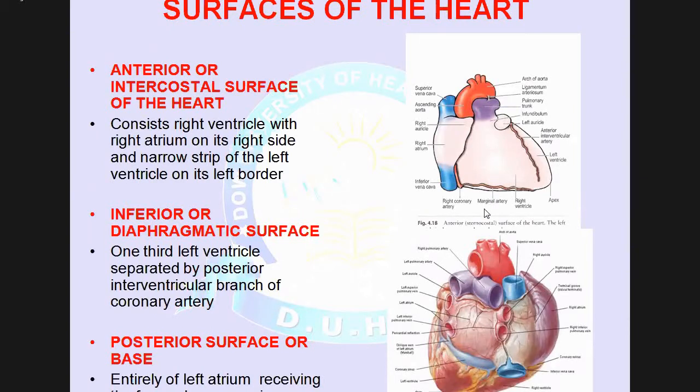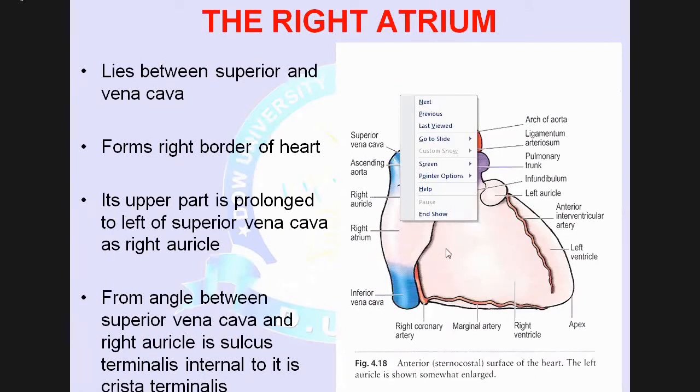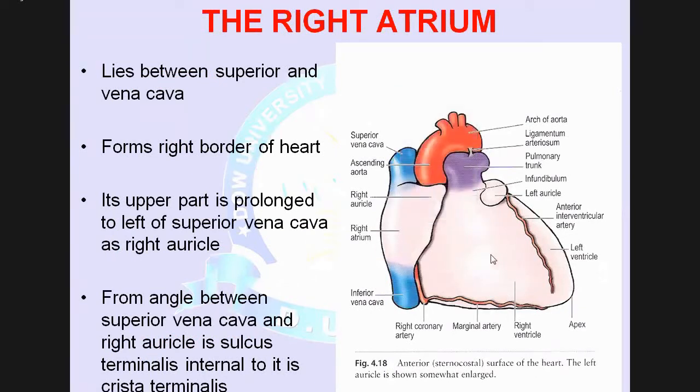The posterior surface is entirely the left atrium, which receives the pulmonary veins, which you can see in this diagram below. This is the posterior surface. You can see the pulmonary veins entering into it. This is the left atrium. And just underneath which you can see the coronary sinus.